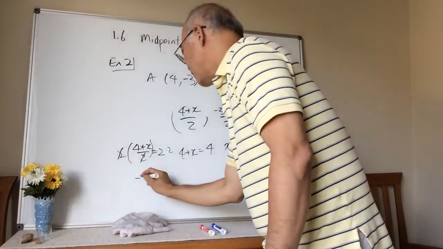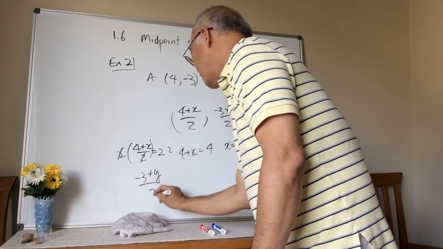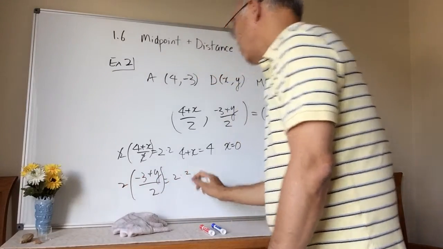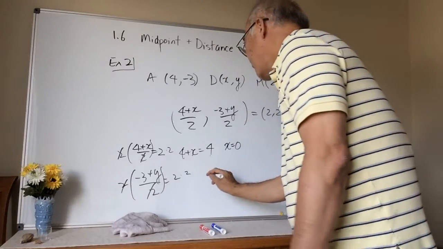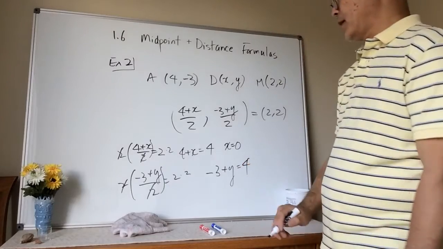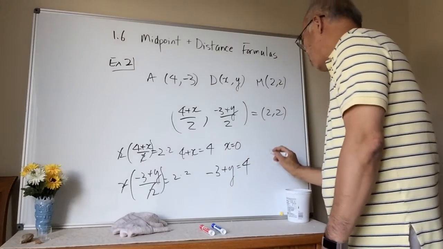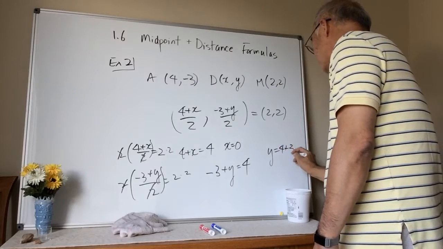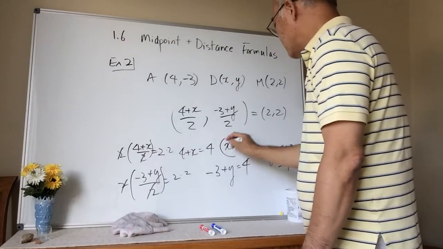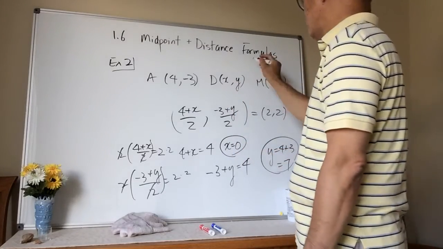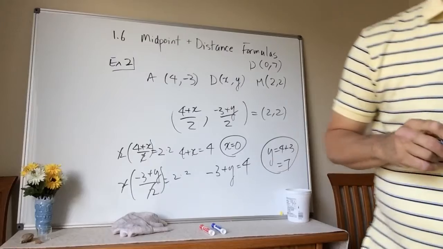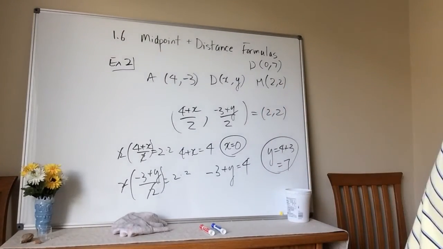And over here, I have the same thing. -3 plus y divided by 2 is 2. So again, I'm going to multiply both sides by 2. This 2 and this 2 cancel out, and I'm going to get -3 plus y is equal to 2 times 2, which is 4. So if I move the 3 over, I get y is equal to 4 plus 3, which is 7. So my other point D is going to be (0, 7). So the answer is (0, 7). Okay? So that's how you would do that.